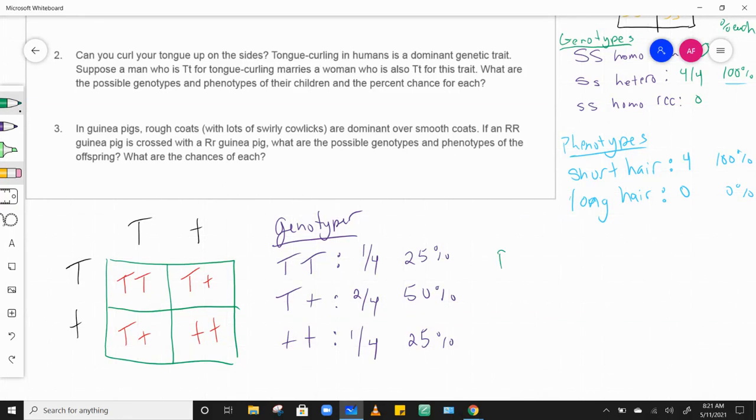The phenotype. So there's only two possibilities, right? We can have curl tongue and non-curl. So curl and non-curl.